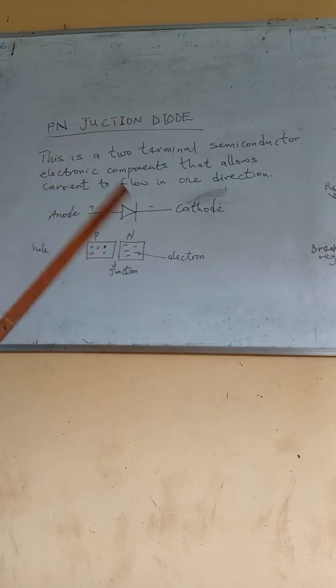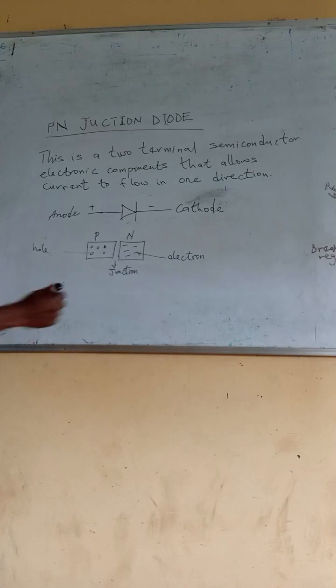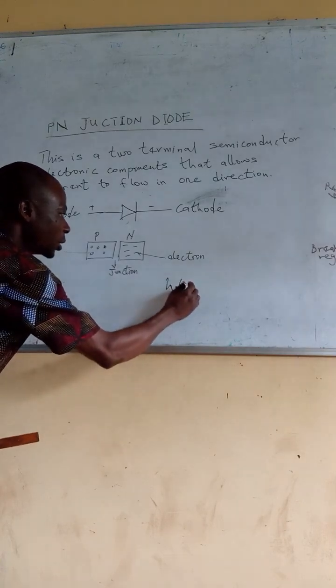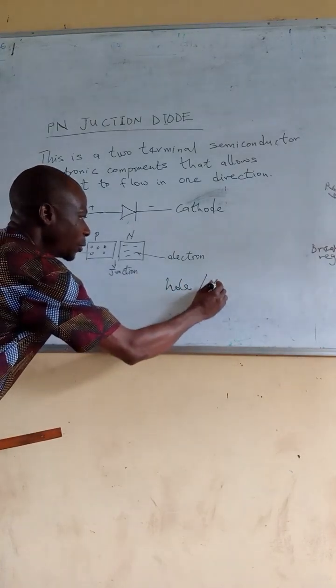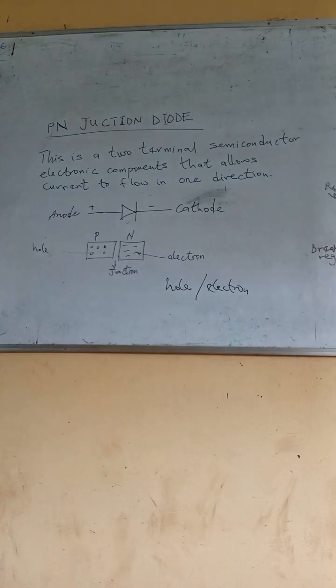Before current will flow, there must be movement of electrons and holes. There must be diffusion between electrons and holes. Before there will be flow of current, there must be movement of electrons and holes; they must move together.